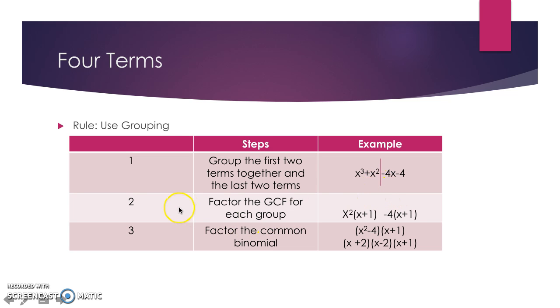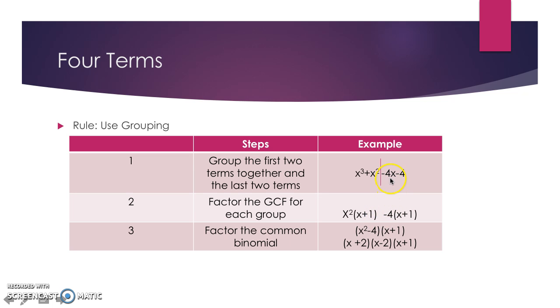Okay? Step 2, factor the greatest common factor for each group. So with this x cubed plus x squared, we see that x is a common variable between both terms, and the most I can take out is x squared. So with the first group, I'm going to factor out x squared. When I take x cubed divided by x squared, I get x, and x squared divided by x squared, I get a positive 1.